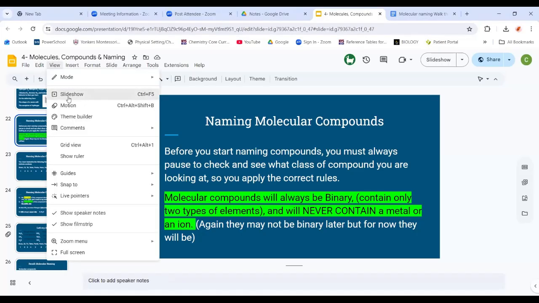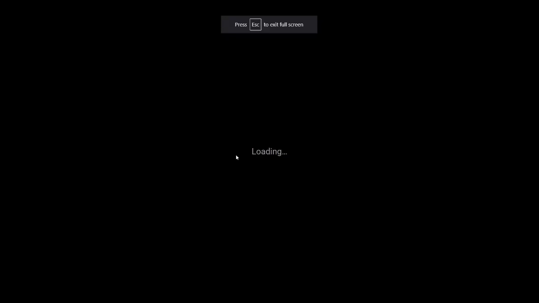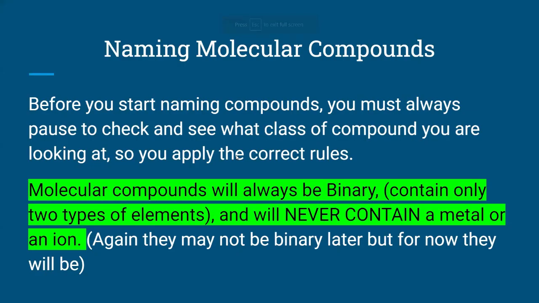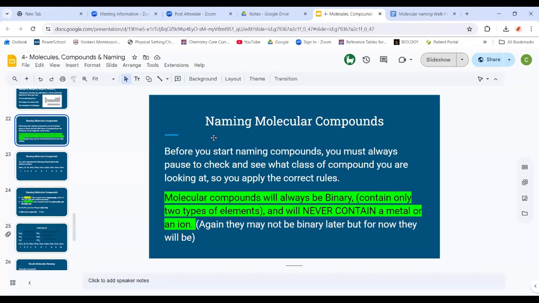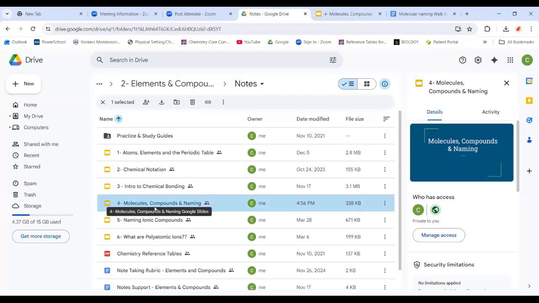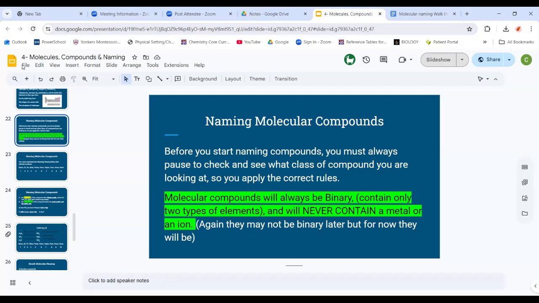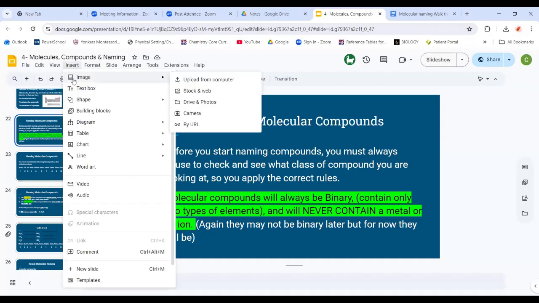Okay, before we start the walkthrough for this worksheet, I'm just going to do a quick run through with you. The slideshow that you need to be on to learn molecular naming is slideshow 4, which is molecules, compounds, and naming. And in that slideshow, the actual naming part starts on slide 22.